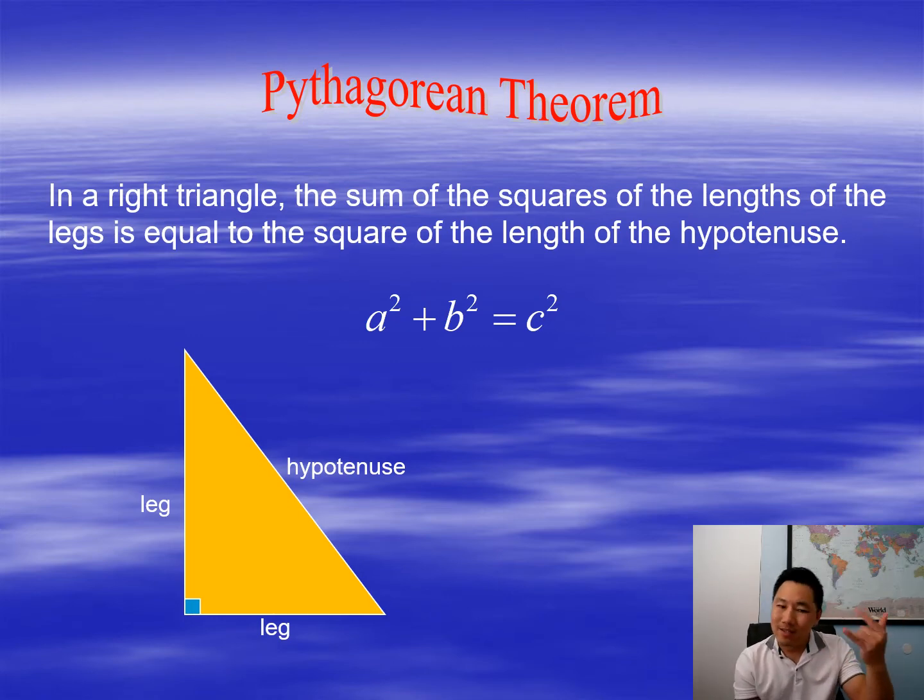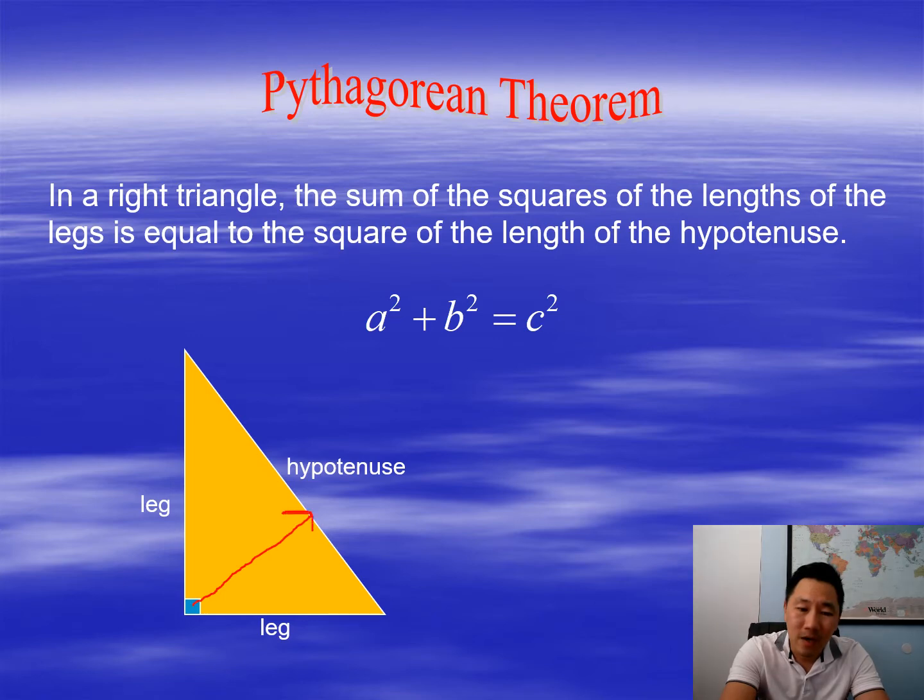Remember the two legs, it doesn't matter which one you use for a and which one you use for b, but what does matter is the hypotenuse, the longest side. Sometimes it's a little bit difficult to tell which side is the hypotenuse depending on how the pictures are drawn, but you can always tell from the 90 degrees. The hypotenuse side is always directly across from that 90 degrees.